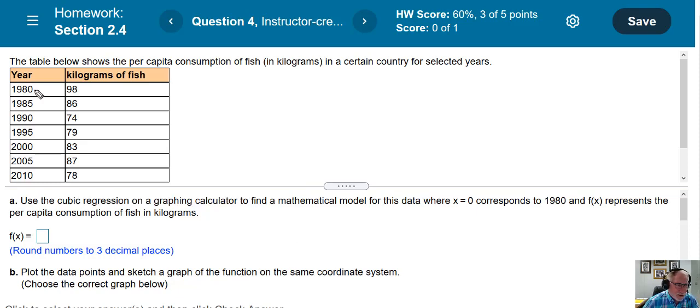In looking at the instructions in this problem, notice it says x equals 0 corresponds to 1980. So over here on my chart where it says 1980, I'm going to be using a 0, which means 1985 is a 5. 1990 would be a 10, 15, 20, 25, and 30. So now I'm going to take out my calculator.